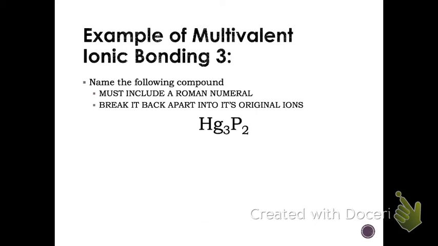So if I have this compound, Hg3P2, I want to figure out what ions this came from. Remembering that the overall charge for a compound is 0, my charges have to cancel. So phosphorus, because it is in column 15, has a -3 charge.